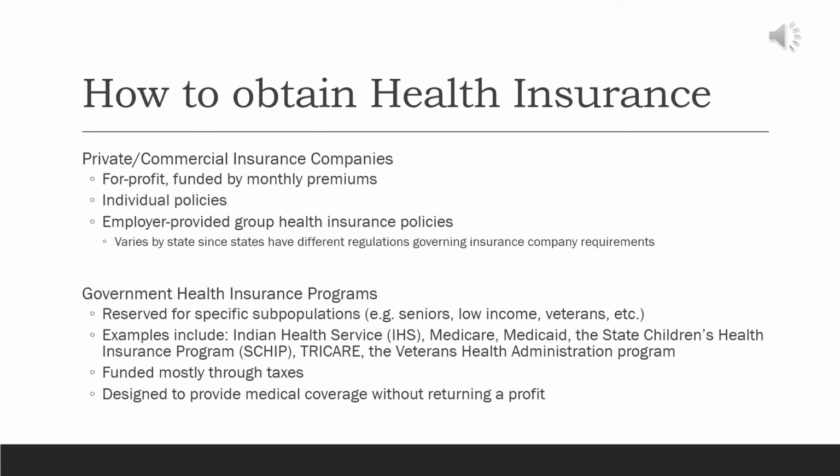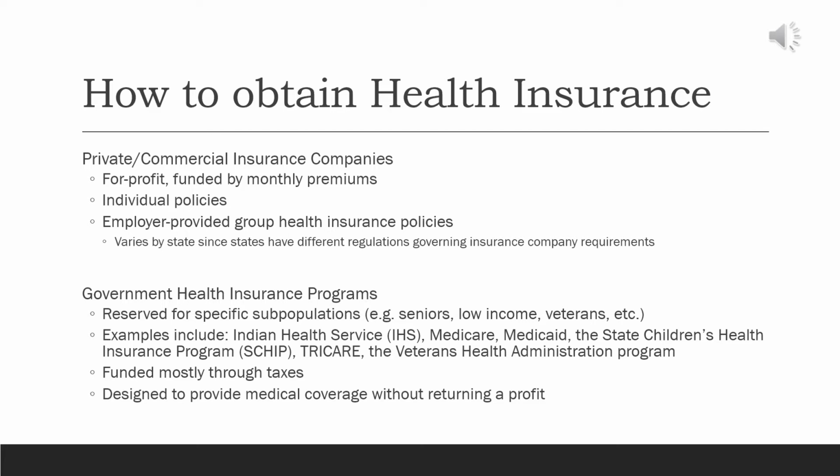Now, when looking at how to obtain health insurance, it's very useful to be able to divide the different types of insurance. And so basically, we have two main types. We have private commercial insurance companies, and then we have government health insurance programs. The private or commercial insurance, they're for profit, and they are funded by monthly premiums, which is basically the monthly charge that they give to all of their clients. They have individual policies for all the people who come to purchase from them.